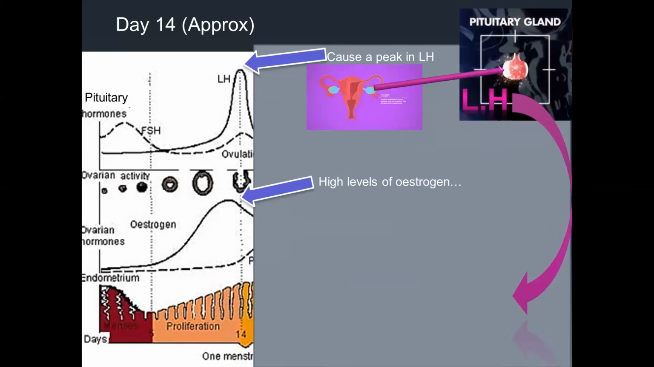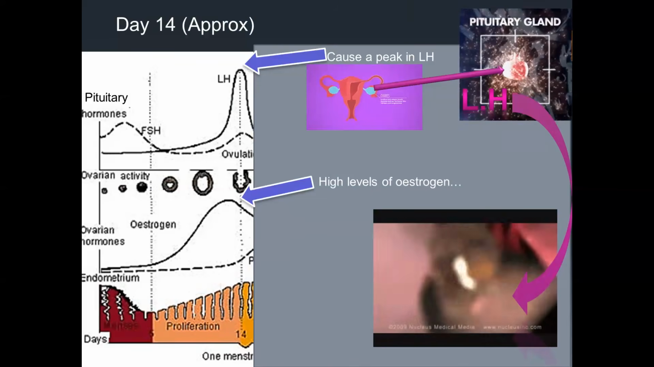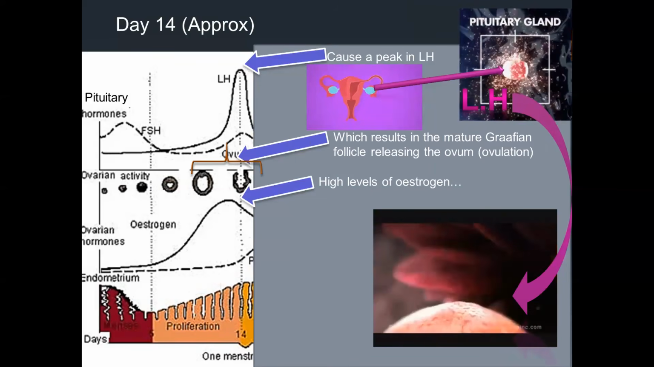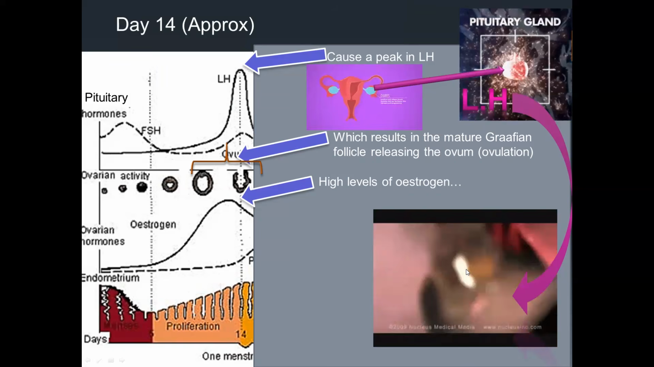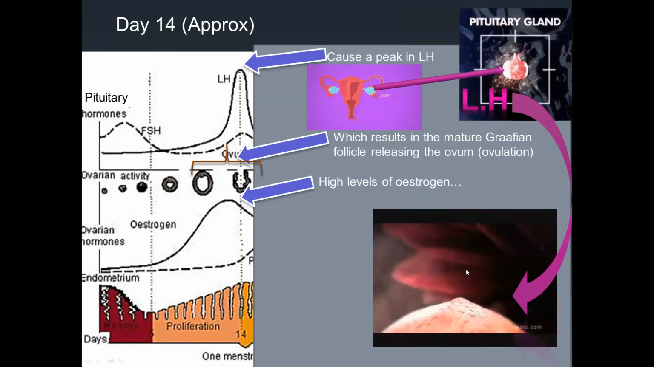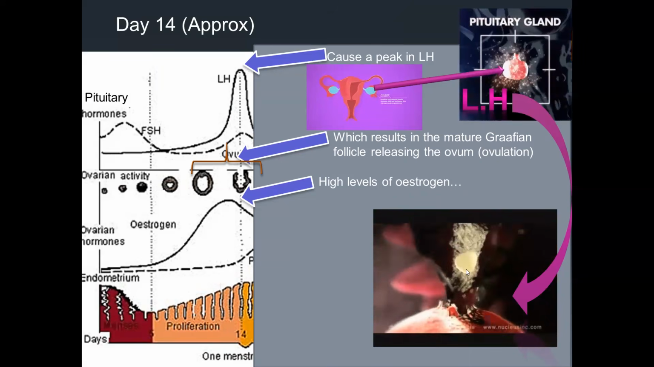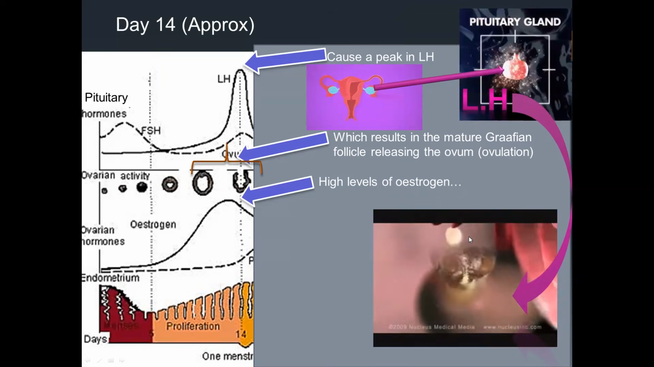So we have LH released. LH, again coming from the pituitary gland, would work in the ovary. And what LH does is it triggers the process of ovulation, where the mature Graafian follicle bursts, it ruptures, it releases the ovum. The ovum then will be picked up by the fimbriae of the fallopian tube and will enter into the fallopian tube.